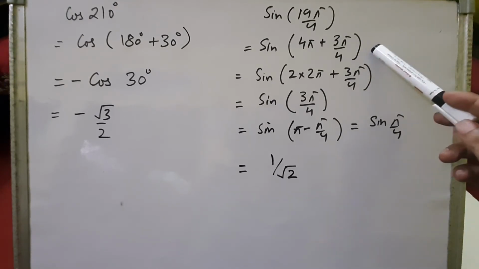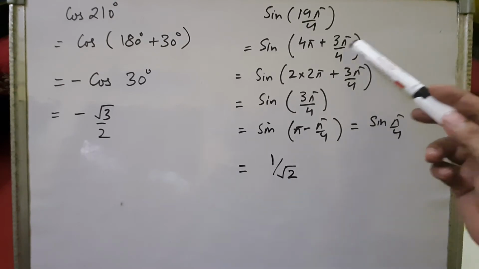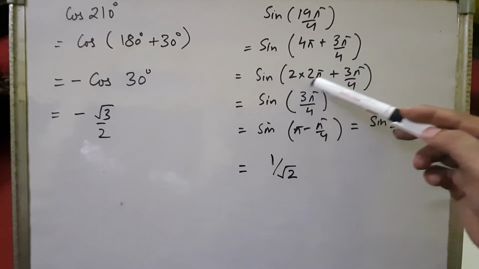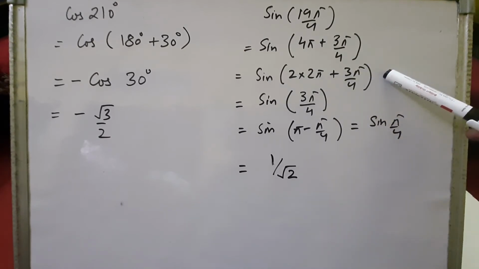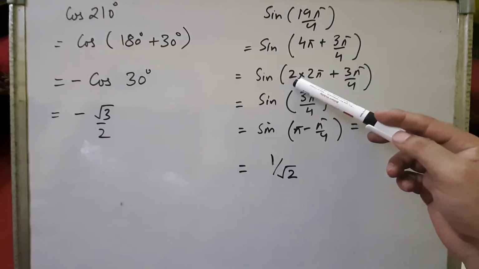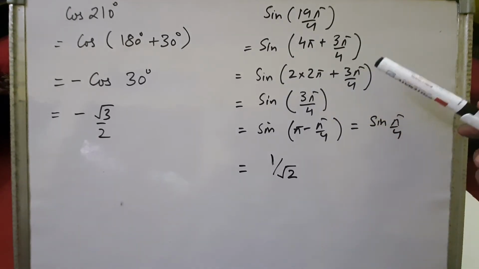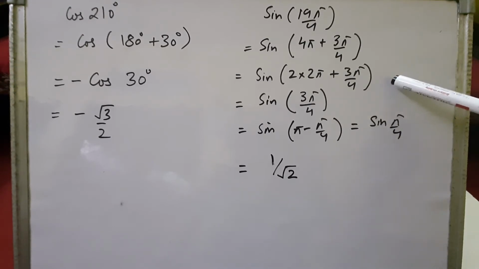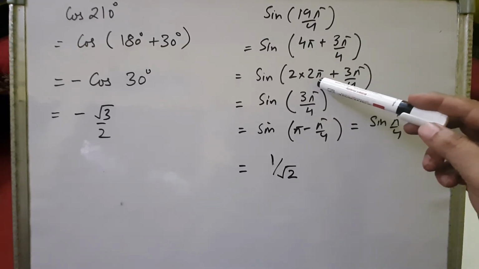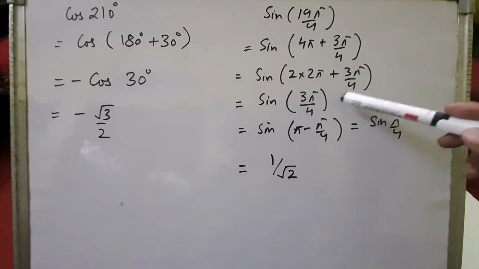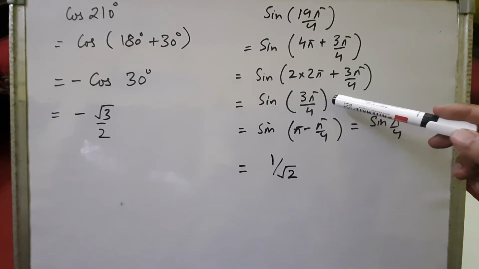You can also convert it into some other angle. I have converted it into 4 pi plus 3 pi by 4. 4 pi can be written as 2 into 2 pi, plus 3 pi by 4. Now this n can be any integer. If it is written as 2 pi plus theta, then sin theta, cos theta or tan theta will remain the same. So we'll get the same value of the angle. Sin of 2 into 2 pi plus 3 pi by 4 will be sin 3 pi by 4.